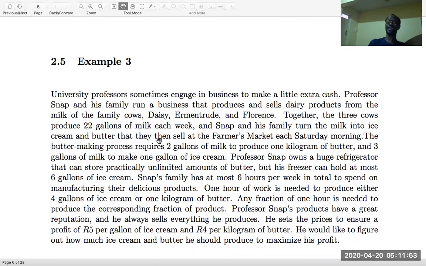Okay, now example 3 is another example where a university professor sometimes engages in a business to make a little extra cash. Now COVID-19 is making life difficult, so professors have to resort to making some money somehow.